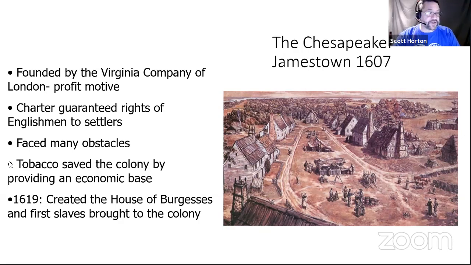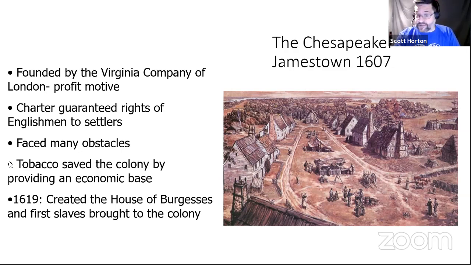As I mentioned just a few minutes ago, it's founded by the Virginia Company of London, which is a joint stock company, and they're looking to make money. Profit is their main goal, very similar to the Spanish, as we just mentioned. In Virginia, the charter that was created guaranteed the rights of Englishmen to settlers. What that meant is that the colonists believed that they weren't going to be treated any different than any citizen or subject in England. And that'll be important in our story tomorrow.